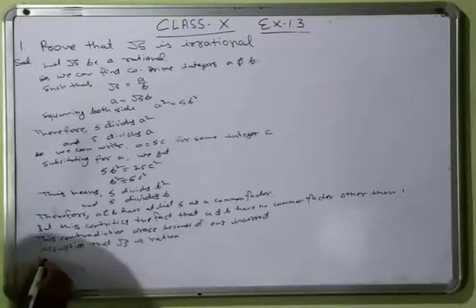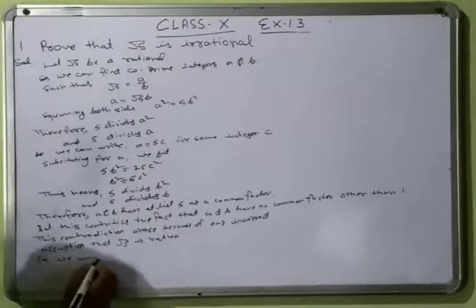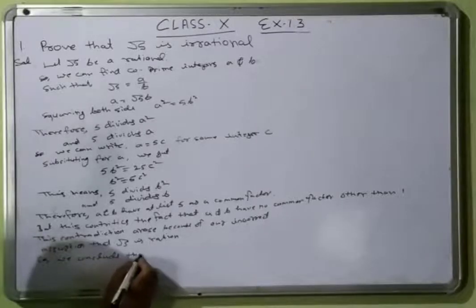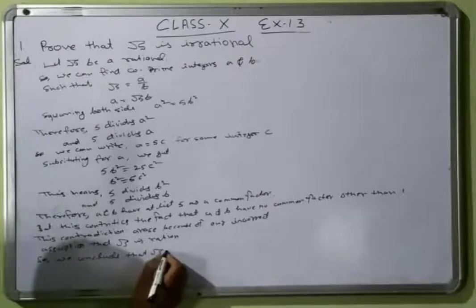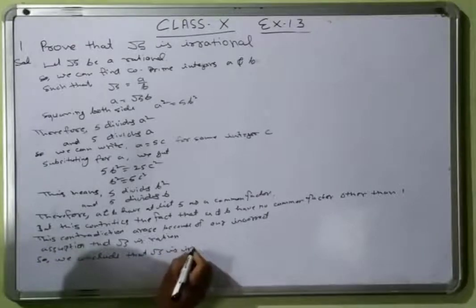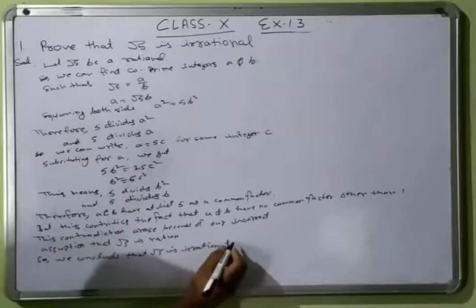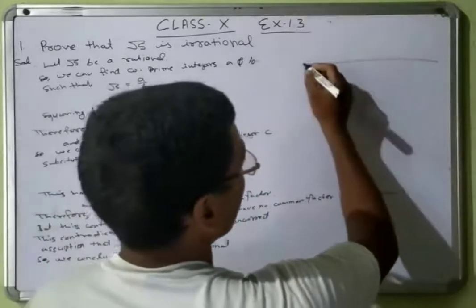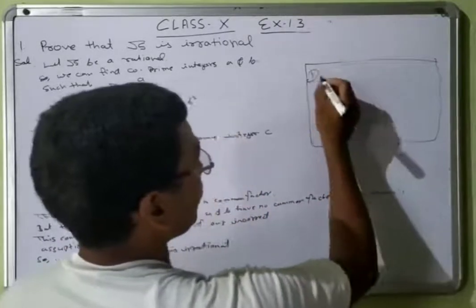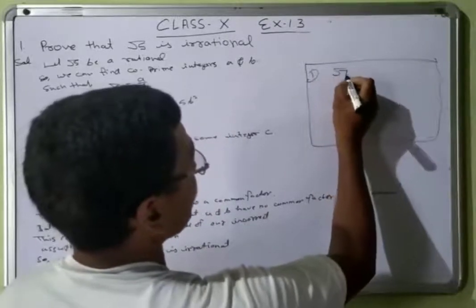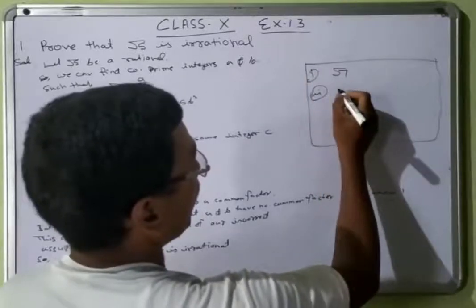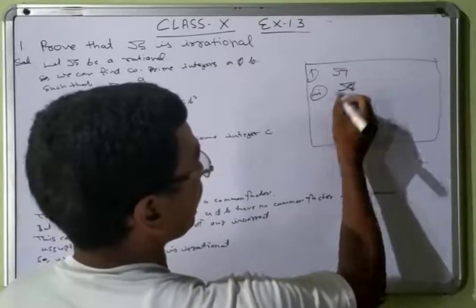So we conclude that root 5 is irrational. Write it, and then for your extra practice you can find the irrationality of root 7, root 8 like this.